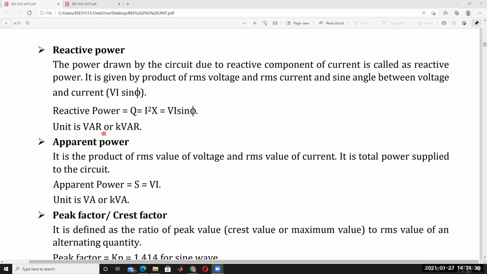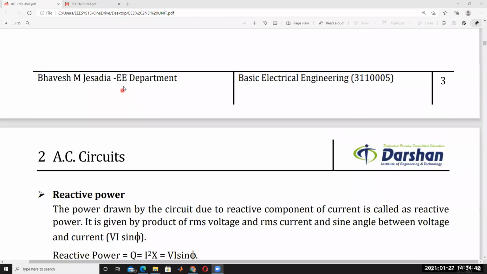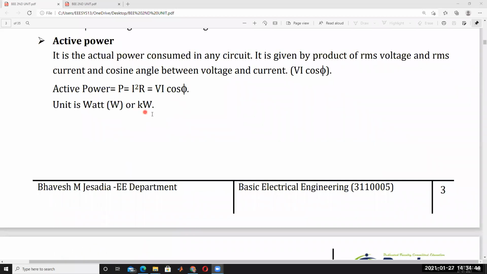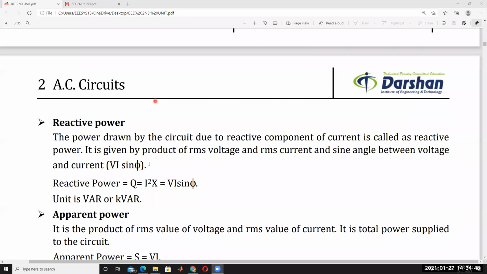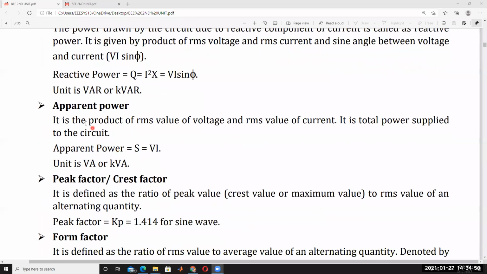The units are VAR or kilo VAR. Units of reactive power are called VAR or kilo VAR. Whereas active power is in watts, kilowatts, megawatts or gigawatts. Generally watts, kilowatts.